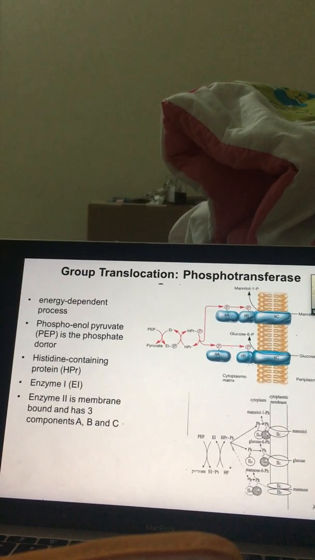So why do you think the cell has to perform this maneuver right at the membrane? And why are the sugars phosphorylated? Why are phosphorylated sugars so important to us? Any ideas?